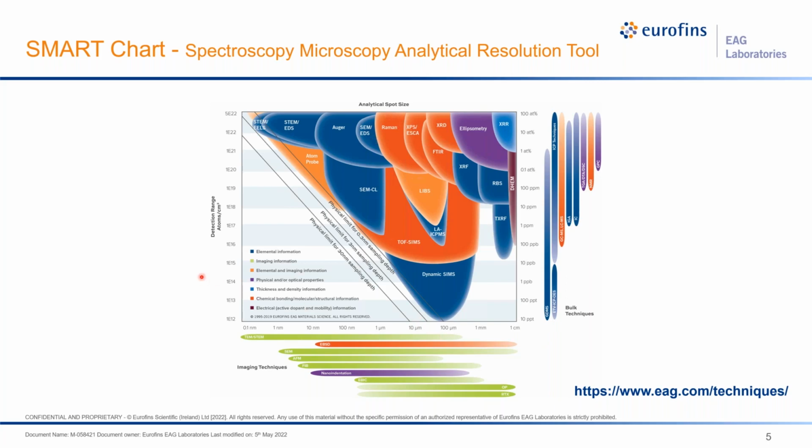This SMART chart is also color-coded, so techniques that give you elemental information are in this dark blue, techniques that give you imaging information are green, and so on. And of course, we have some techniques out here that really don't fit in this box. They don't necessarily have an analytical spot size, such as GCMS or IGA. We sort of consider them bulk techniques. But overall, this is a really helpful tool, especially for failure analysis. You have to understand the limitations of the various techniques in order to choose the right set of techniques.